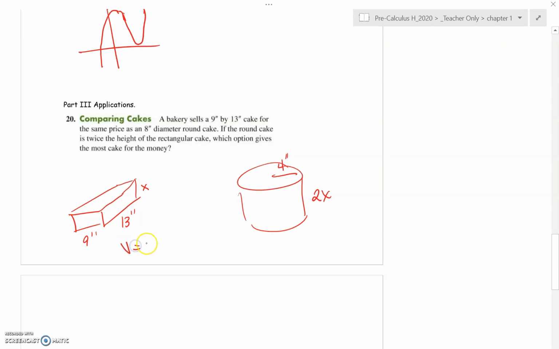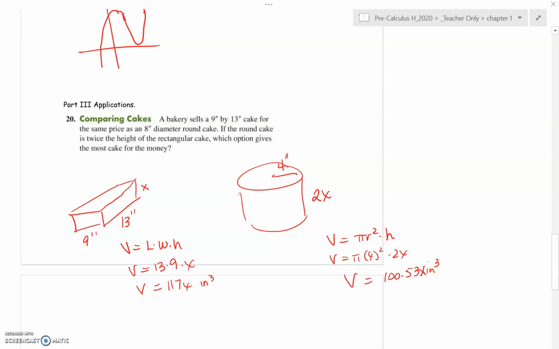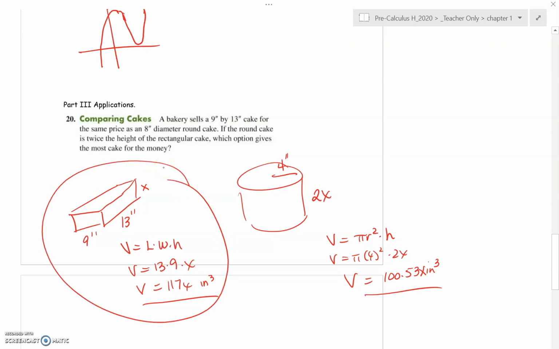Go ahead and do length times width times height for the rectangle, and the area of the base times the height for the round cake. See which one has the larger volume. I realize there's an x in there, but notice this is 117x cubic inches, and this is 100.53x cubic inches. So that means more yummy cake for the rectangular version. Okay, we're going to stop there. Have a great day and see you soon.